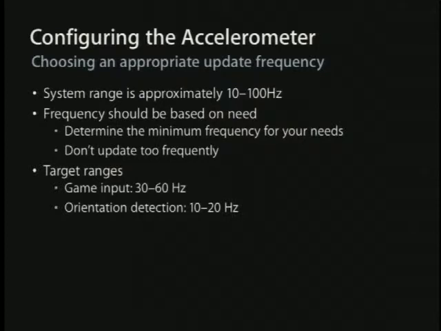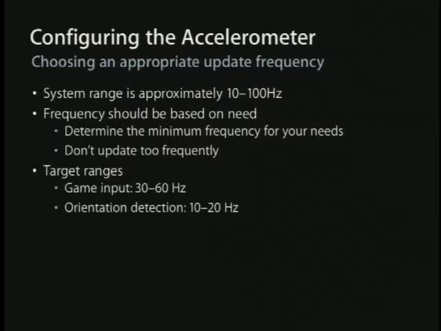So I mentioned the range is somewhere between 10 and 100 hertz. You can set it up anywhere in between those pretty much. The frequency really should be based on what you need. If you're just trying to detect rotation events, you don't really need to worry about this because we've got all these other APIs for figuring out what orientation the device is in. But if that's the kind of thing you were doing, you don't need to update very frequently for that. 10 or 20 hertz is more than enough. The user's not flipping their phone around in a circle and trying to rotate the interface at that speed.